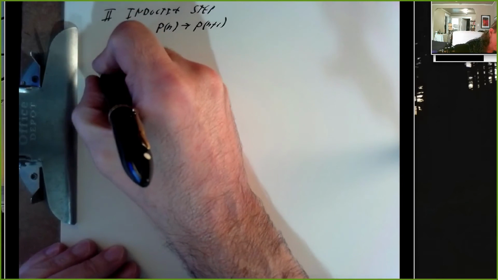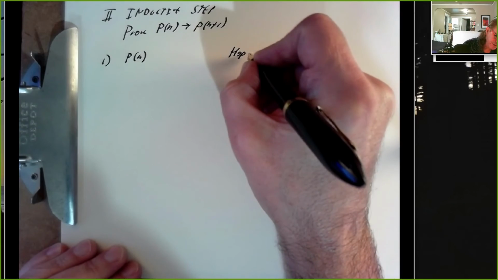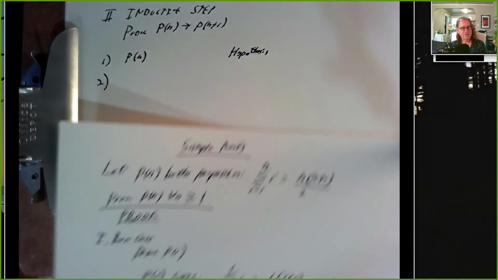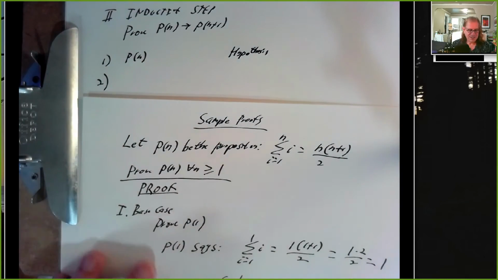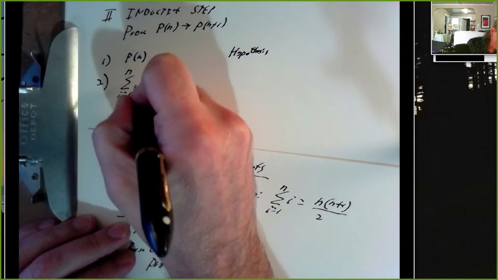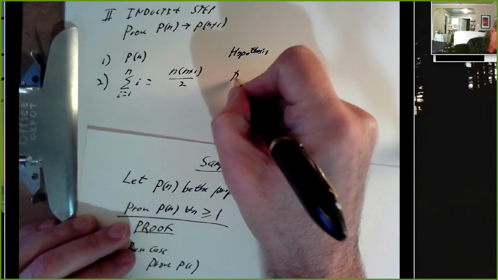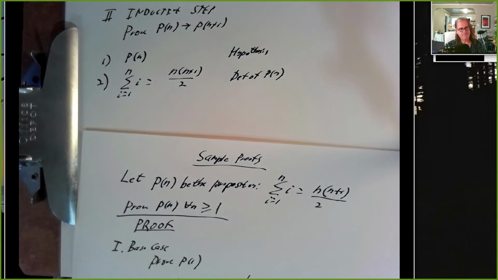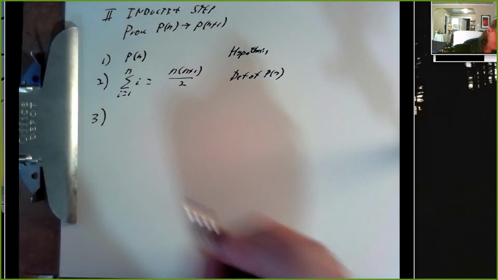Okay, so step 1, P of n. Reason, that's the hypothesis. Step 2, just like even-odd proofs, I'm going to write out what this statement means. P of n is the statement that the sum from i equals 1 to n of i is equal to n times n plus 1 over 2. That's the definition of P of n. And now we're just going to do a bunch of algebra.